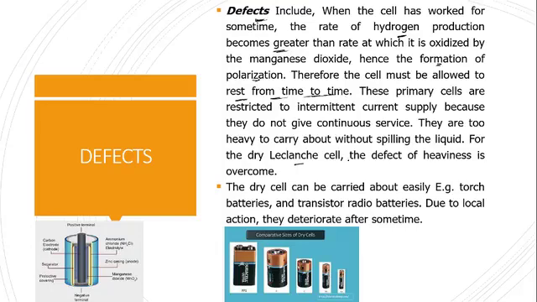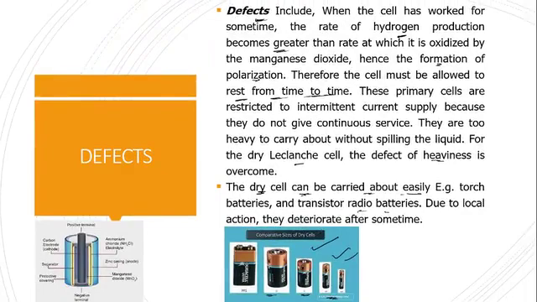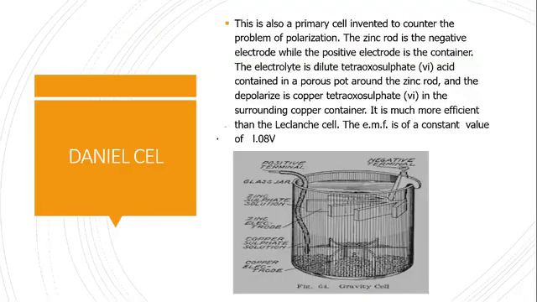Alright, for a dry Leclanche cell, one of the defects is heaviness, which also needs to be taken care of and given rest from time to time. One thing about the dry cell is that it can be carried about easily. As you can see here, these are examples of a dry Leclanche cell. The batteries we use in our touch lights, our transistor radios, and so many other appliances in our houses are examples. But the problem with them is that due to local action, they deteriorate after some time.